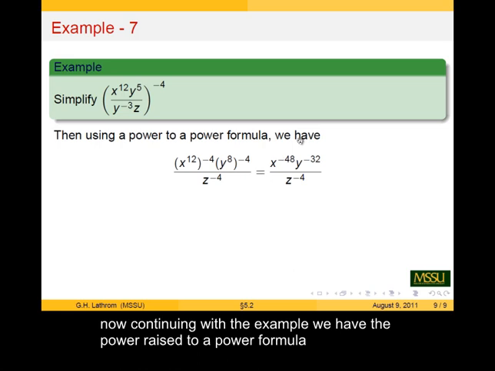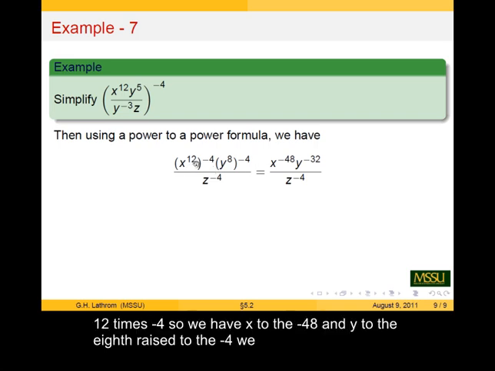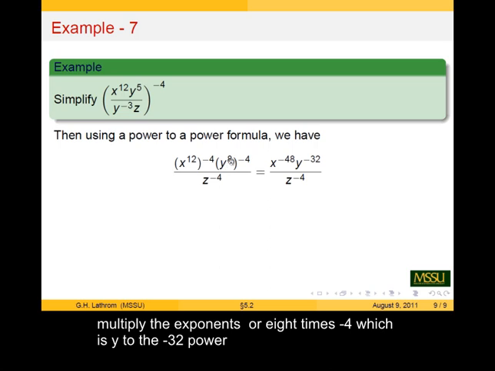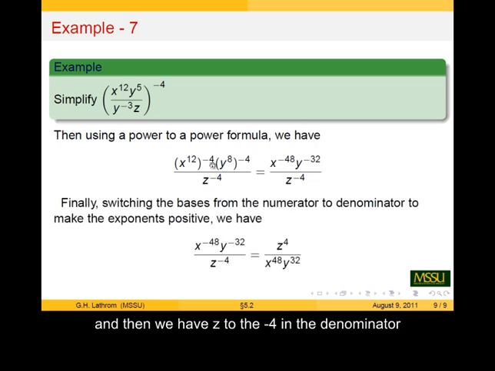Now continuing with that example, we have the power raised to a power formula. So we multiply the exponents. So we have 12 times negative 4, so we have x to the negative 48. We have y to the 8th raised to the negative 4. We multiply the exponents. 8 times negative 4 gives us y to the negative 32 power. And then we have z to the negative 4 in the denominator.